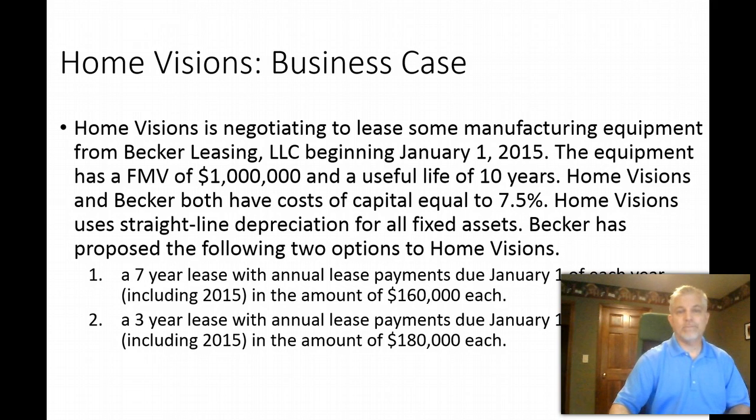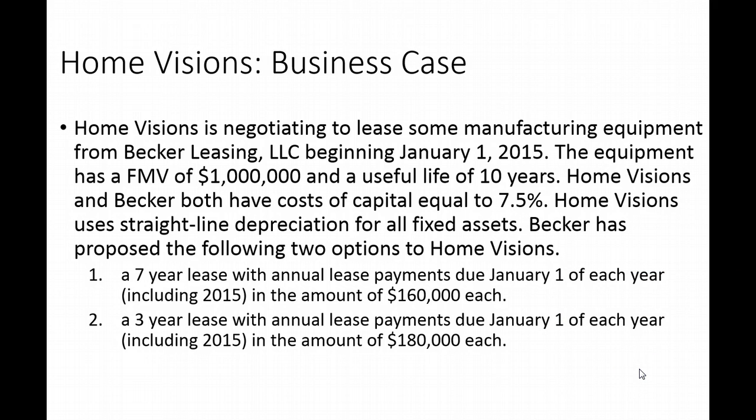So let's get started. Home Visions is negotiating to lease some manufacturing equipment from Becker Leasing. We have all the particulars identified here with respect to two possible options. One is a 7-year lease and one is a 3-year lease. And we can see that there are different cash flows associated with the two options. And so Home Visions is trying to determine what their best option is going to be.